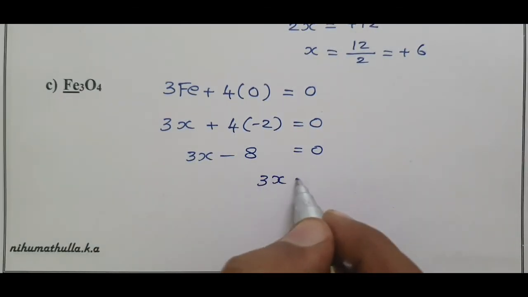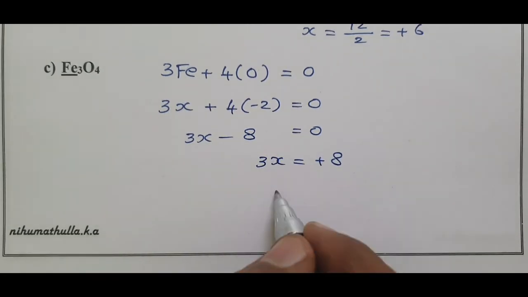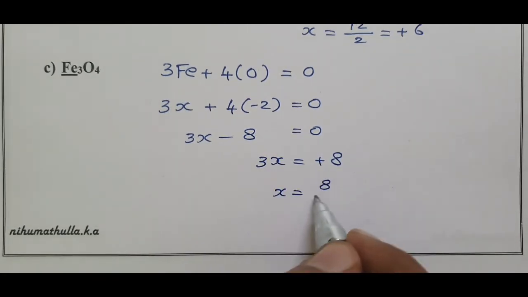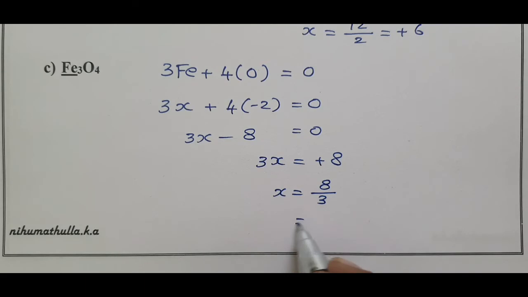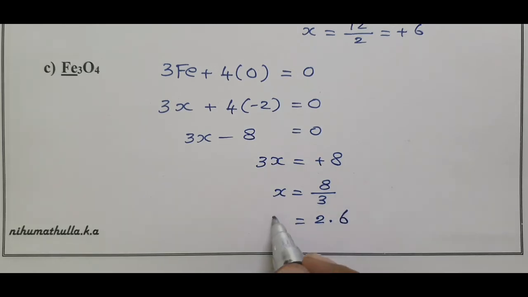3x equals plus 8. x equals plus 8 by 3, will give the answer when you cancel. 3 ones are 3, 3 twos are 6, remaining 2, 20, 3 sixes are 18 and it goes on. Oxidation state of Fe in Fe3O4 is 2.6.